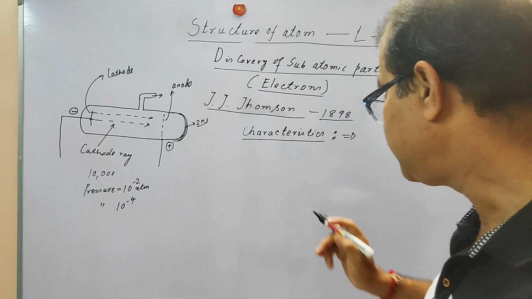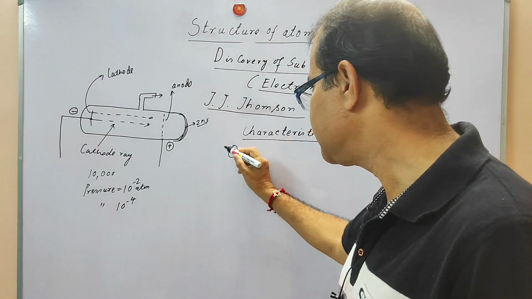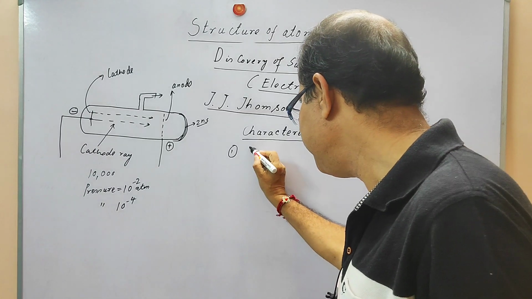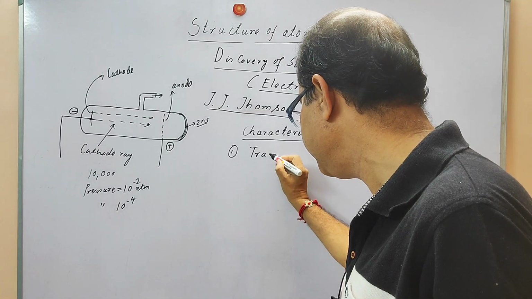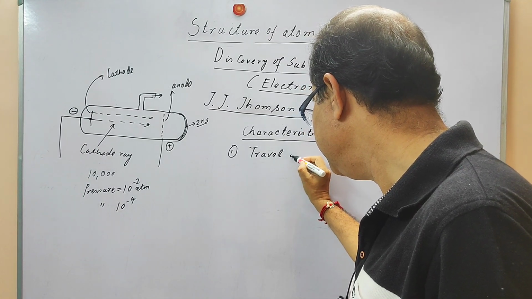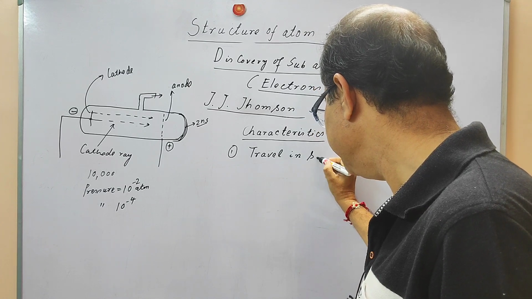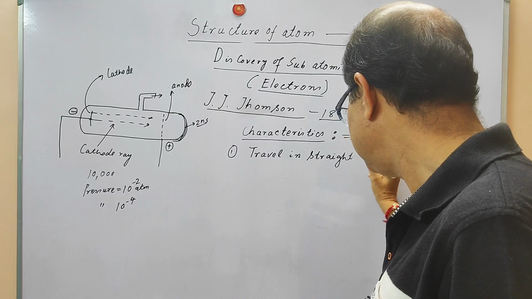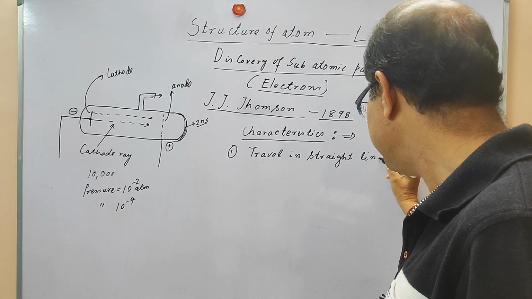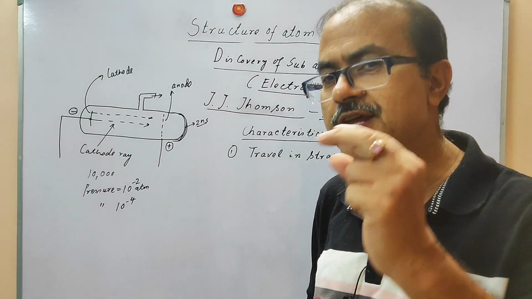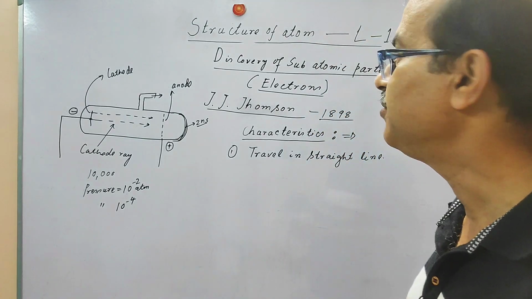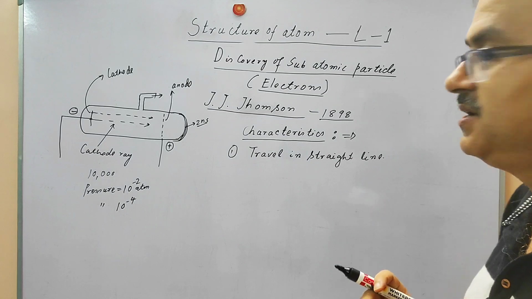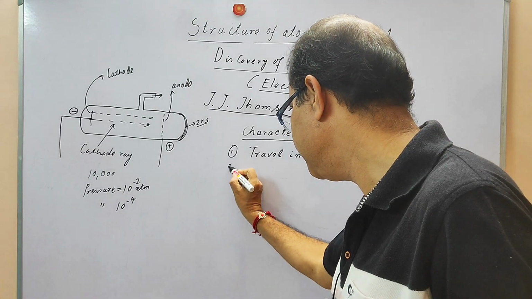So what are the characteristics of this cathode ray? We understand the cathode ray passes from the cathode to the anode, and it travels in a straight line. So we can write it travels in a straight line. How can we say it travels in a straight line? Because if we put any object in the path of this cathode ray, we will find some image of this object, which means it is moving in a straight line.